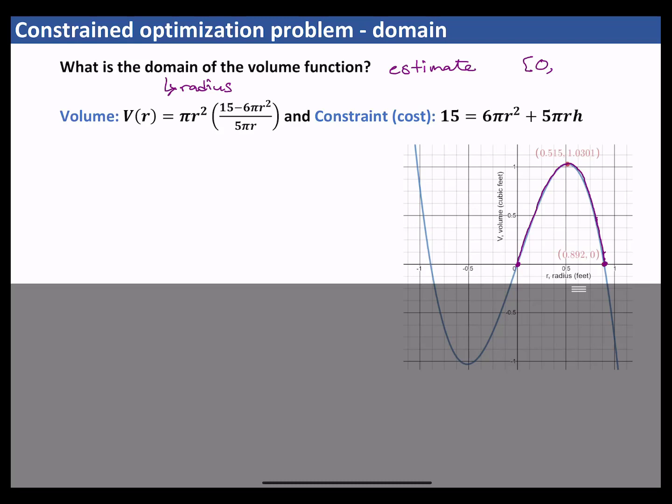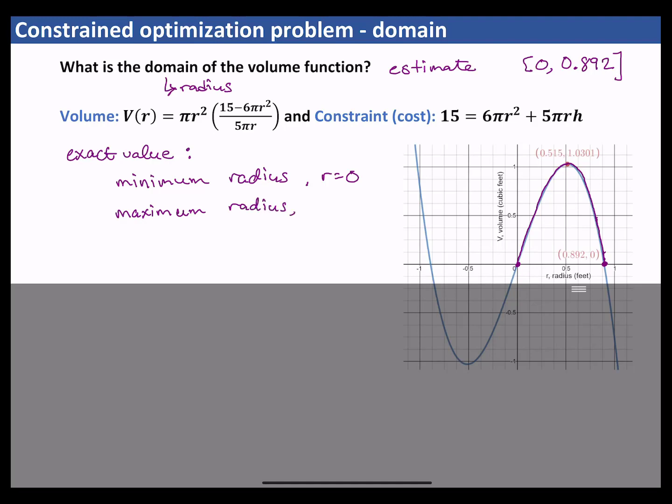Eventually when the radius gets to 0.892 feet, we end up with no cylinder again. The volume would be 0. So there's an estimate for our domain, but we can also find the exact value for the domain. I think it's probably obvious that the minimum radius is 0. If the radius is 0, we don't have a cylinder. The harder part is determining what the maximum radius is.